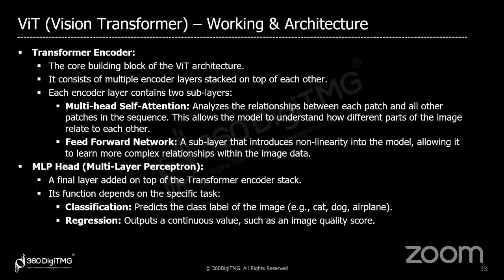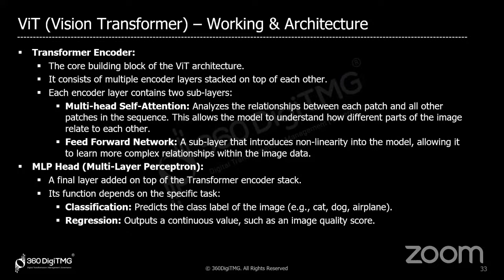After that, we have the transformer encoder. The core building block of the vision transformer architecture consists of multiple encoder layers stacked on top of each other. Each encoder layer consists of two sublayers. First is a multi-head self-attention mechanism, and then there is a feed-forward network. So these two are present.